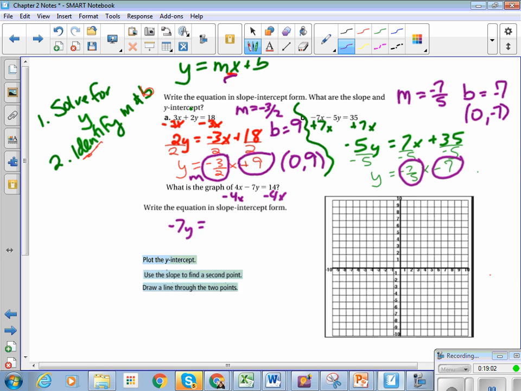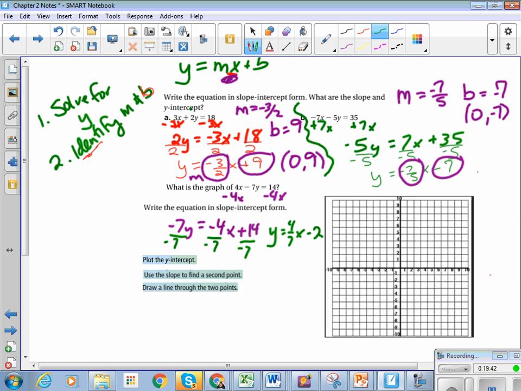Because my formula has the x values first, I'm going to put minus 4x plus 14, because I cannot combine 4x and 14 since they are not like terms. Aren't you glad we spent that time going over like terms? This is step 1. Then I'm going to divide everything by negative 7. And I get y equals 4/7 x minus 2. Where did my negatives go on the negative 4 and the negative 7? Two negatives make a positive.